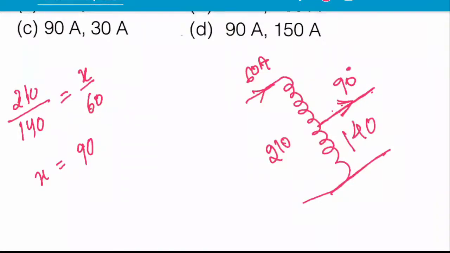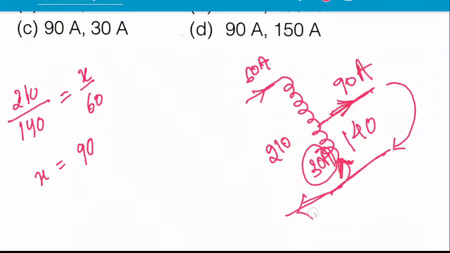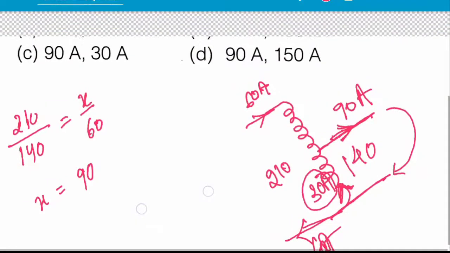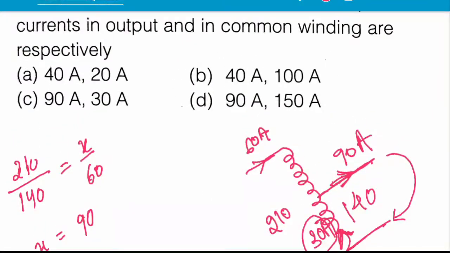As here the current will be 90, here the current will be 30 ampere. In the common circuit there will be 30 ampere and here will be 90 ampere and here it will return 60 ampere. So the answer is option number C, that is 90 ampere and 30 ampere.